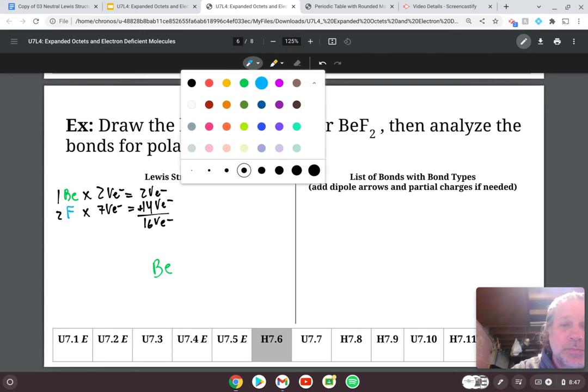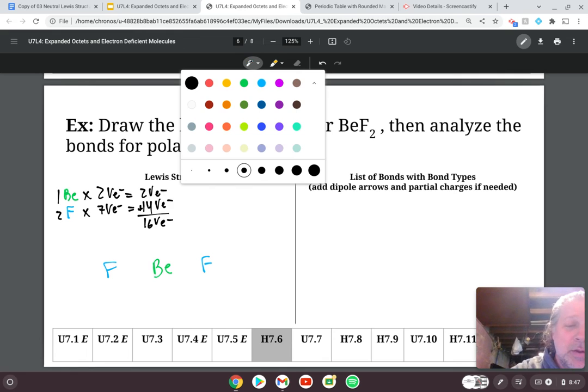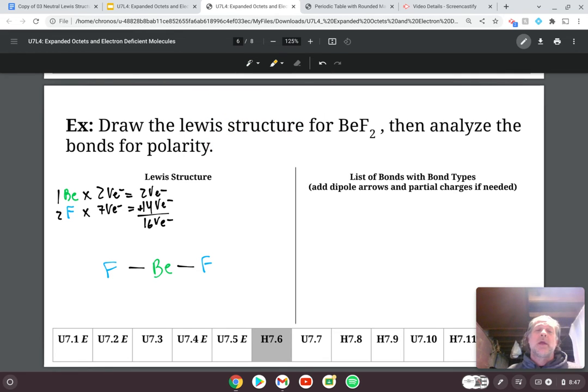Fluorine, I'm going to place one fluorine on one side and another fluorine on the other side, and I'm going to connect them with a bond. At this point, 16 valence electrons minus 2 bonds, which is 4, leaves me with 12 valence electrons to find a home for. So 16 minus 4 is 12.